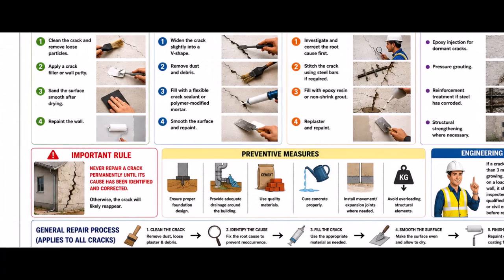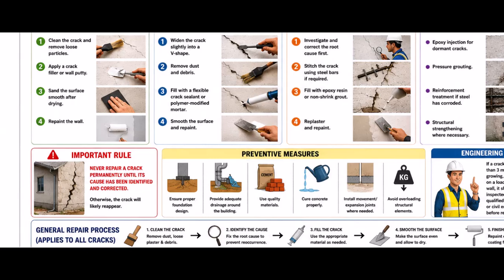Some of the preventive measures we can apply are to ensure proper foundation design, provide adequate drainage around the building, use quality materials, cure concrete properly, install movement/expansion joints where needed, and avoid overloading structural elements. If a crack is wider than 3 mm, keeps growing, or appears on a load-bearing wall, it should be inspected by a qualified structural or civil engineer before repairs.